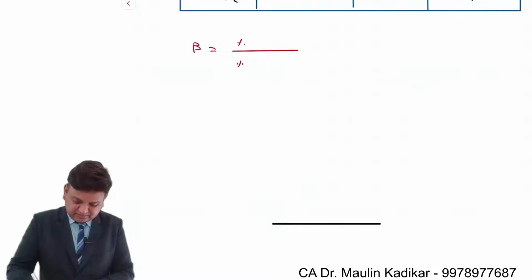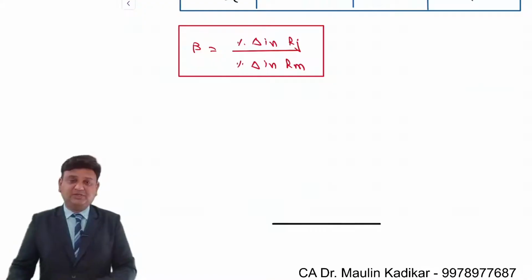What is the percentage change in RJ, that is return in my portfolio, for every 1% change in RM, that is return on the market portfolio. That is what the beta measures.